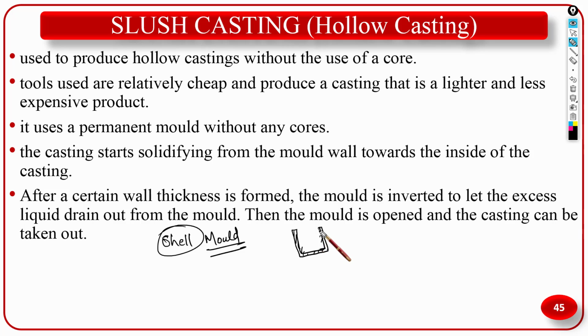Shell means the wall thickness will be very, very less. Wall thickness is much lesser as compared to the volume of the space which is inside. So that's why this is known as shell. So here the mold is a shell, meaning a shell mold is used. But in case of slush casting, the casting thickness is less. Are you getting it or not? The thickness of the casting is less. Now how is it done? Let us see the picture and then we will easily understand that.